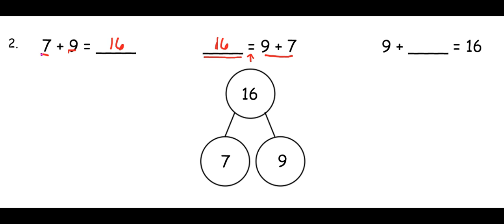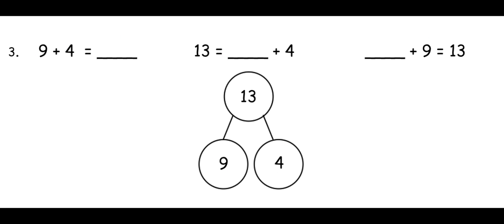In my last equation, I have 9, which is a part, and a missing part, and it equals the whole of 16. Well, that missing part is 7. 9 plus 7 equals 16. So all of these equations can be solved using the same number bond.